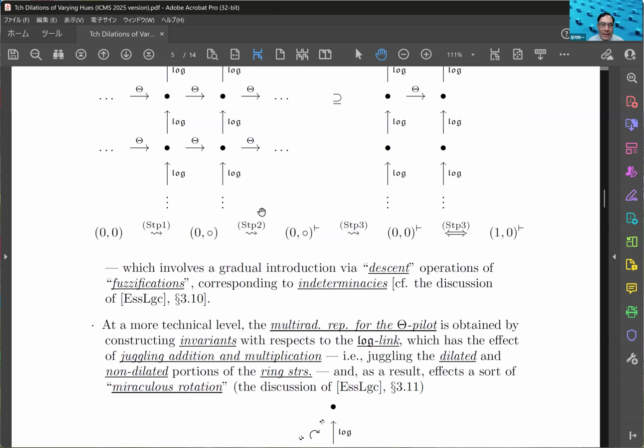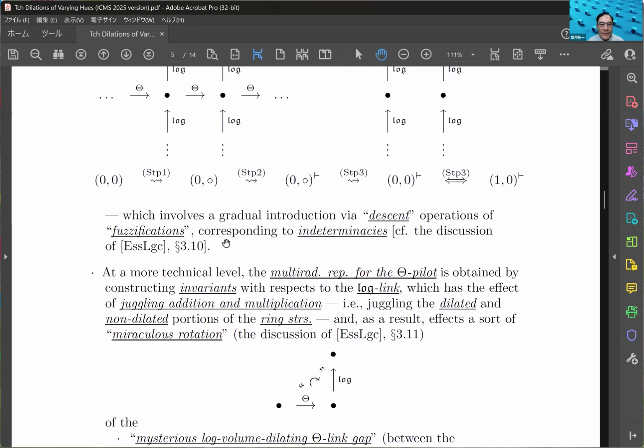And so the main step is really this first step, and each of these steps involves introducing various indeterminacies and showing that the data that one is interested in, if one introduces those indeterminacies, can in fact be reconstructed from weaker and weaker input data. So the main step is this first step, and this is obtained by constructing invariants with respect to the log link. So in other words, essentially invariance with respect to the p-adic logarithm, which has the effect of juggling addition and multiplication.